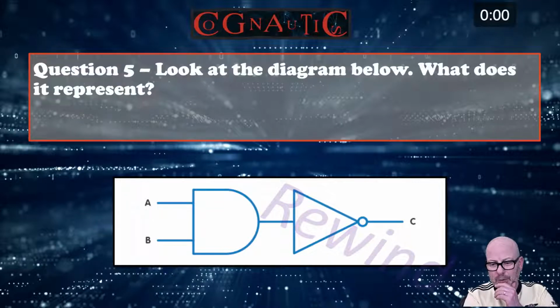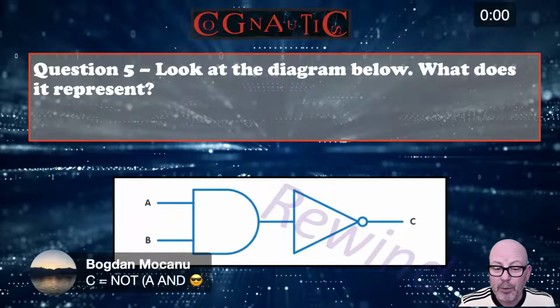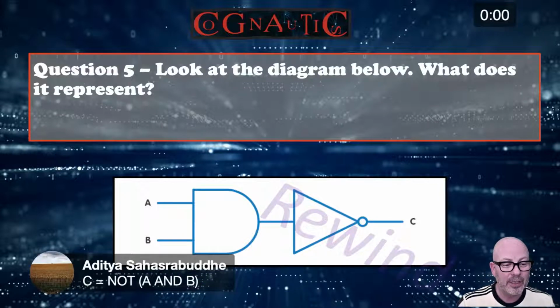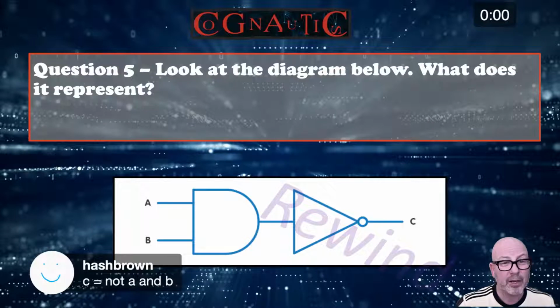We've got Bogdan. There's obviously a glitch. It must be with YouTube that the brackets come out as smiley faces, because Bogdan's come out with a more exciting piece of code: C equals not A and a guy wearing sunglasses. Aditya's come out with C equals not A and B. And Hash Brown, hello dear man, I hope all is well. Hash Brown, C equals not A and B.